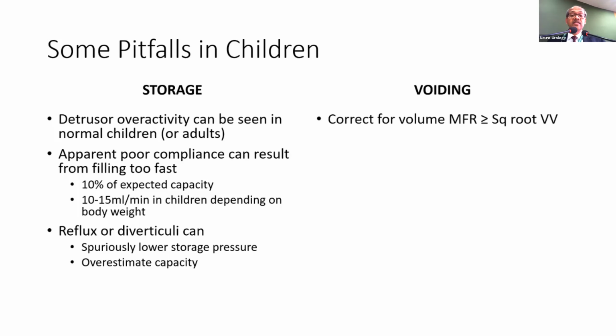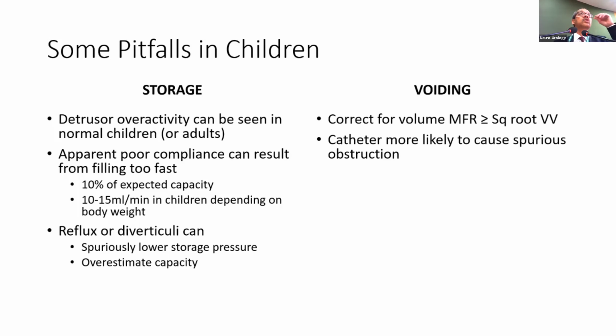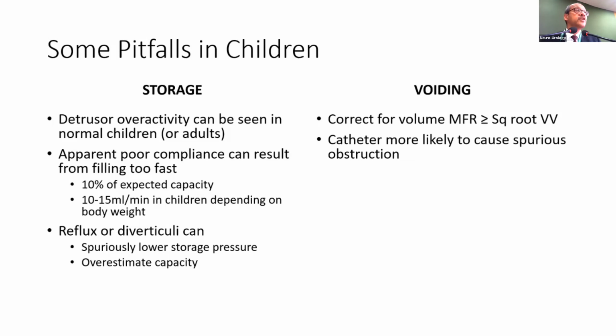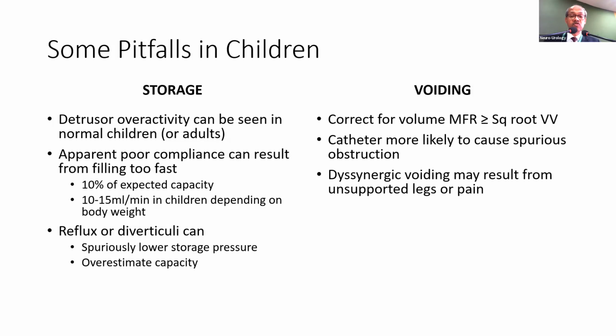In terms of voiding, this has already been mentioned in a previous presentation about correcting for the voided volume, because you do not have good data as to what the normal flow rate in children is at age-associated levels. Certainly, none of us have it at the tip of our tongues. So the way you can look at it is to look at the voided volume, and if the flow rate is better than the square root of the voided volume, and assuming that the flow pattern is okay, then this suggests a normal flow. A catheter is more likely to obstruct a pediatric urethra as compared to an adult urethra, because for the same size of catheter, the proportion of the cross-sectional area obstructed is more. So you can spuriously get obstruction.